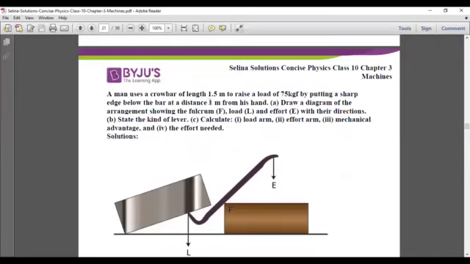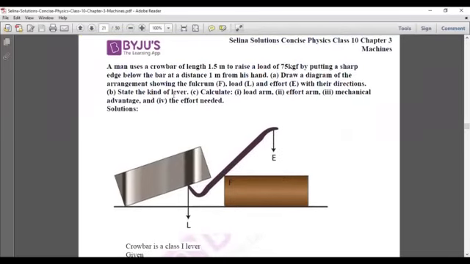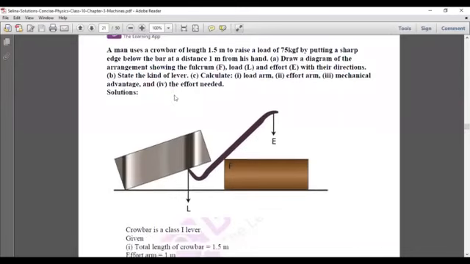Okay, so a man uses a crowbar of length 1.5 meter to raise a load of 75 kgf by putting a sharp edge below the bar. This sharp edge acts as the fulcrum. So this will be the load and this will be the effort. In case of a class 1 lever, load and effort act in the same direction. Okay, state the kind of lever. As we have stated, it is the class 1 lever.